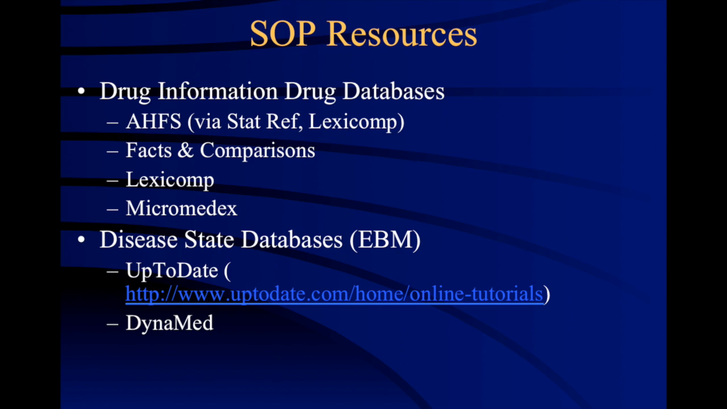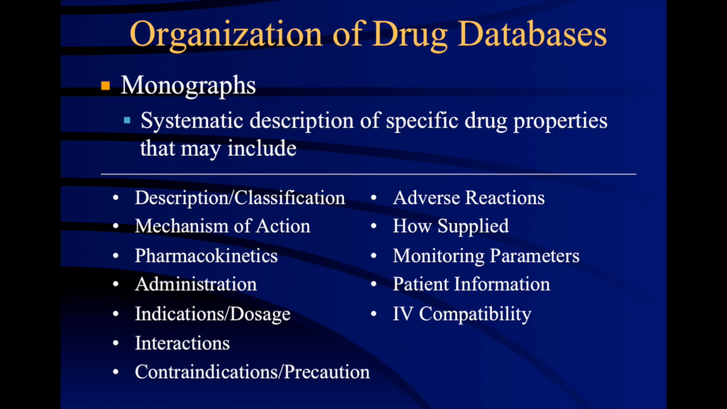Now, there are specific databases available to the School of Pharmacy. Again, I mentioned the drug database is AHFS. You can find that in the StatRef section. Also, Facts and Comparisons, Lexicomp, and Micromedex. The other two databases you'll be using a lot are UpToDate and DynaMed. Now, the drug databases, AHFS, Facts, Lexicomp, and Micromedex, are all organized in drug monographs. Each monograph has specific headers that provide specific information about the medications.